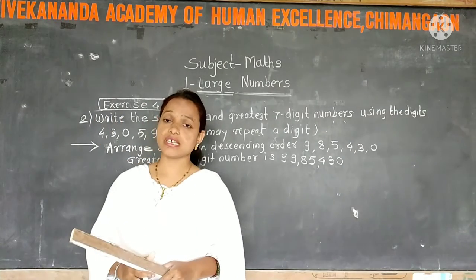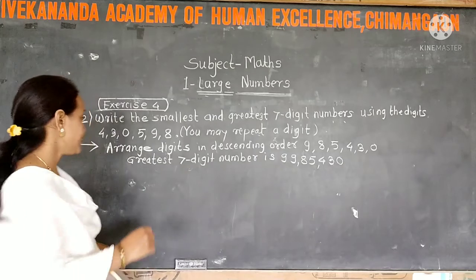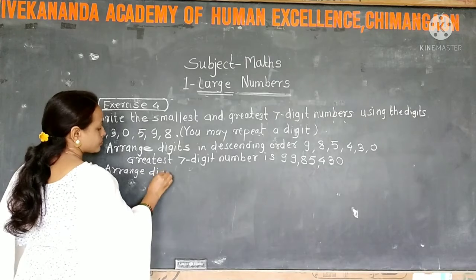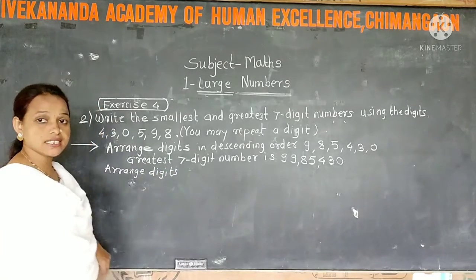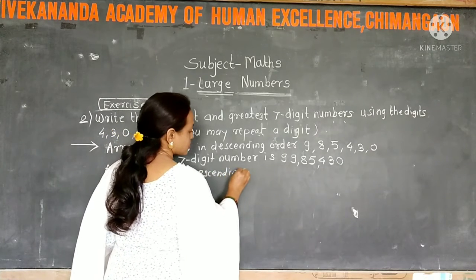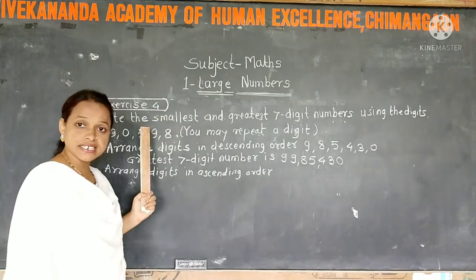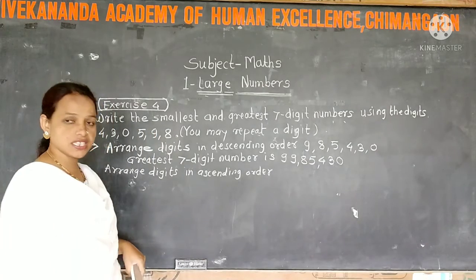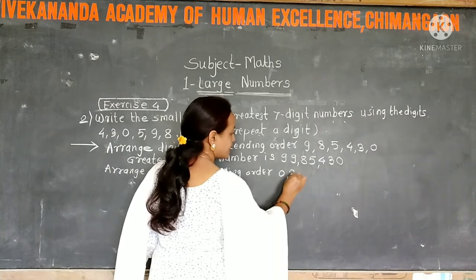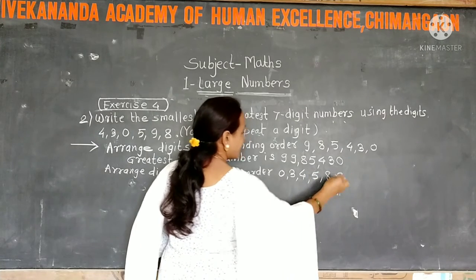So to form a smallest 7-digit number, we have to arrange a given digit in ascending order. So we arrange digits in ascending order. We get here the smallest digit among these 6 is 0. So we will write first 0. Greater than 0, 3. Greater than 3, 4. Greater than 4, 5. Then 8 and 9.